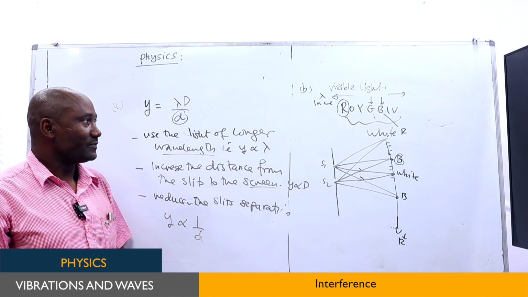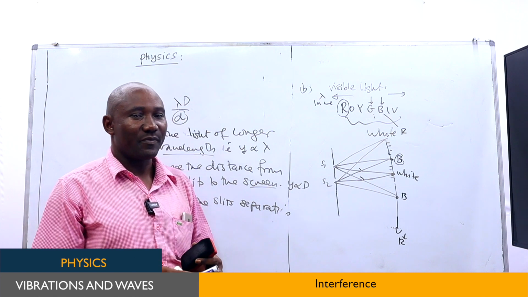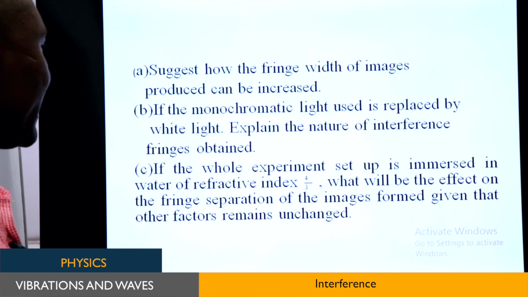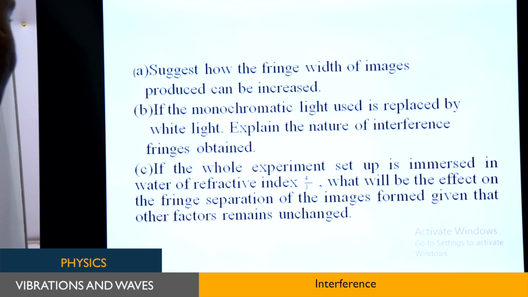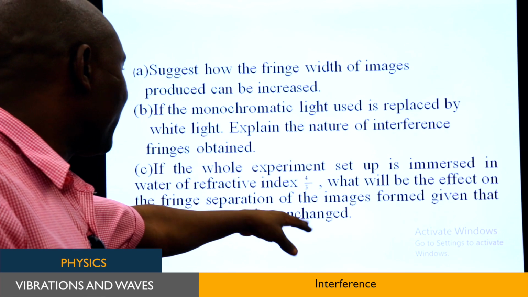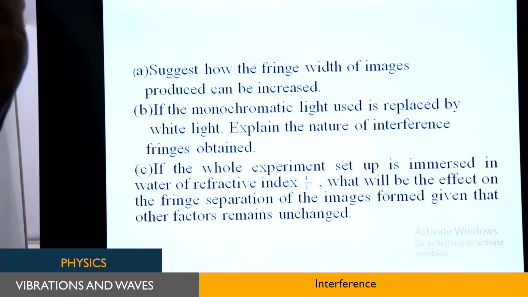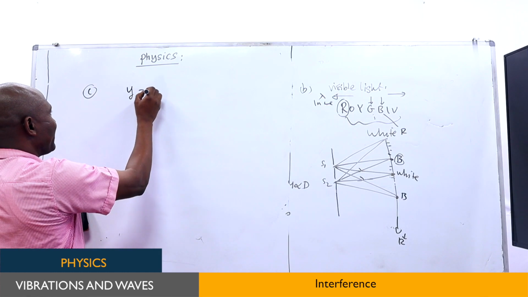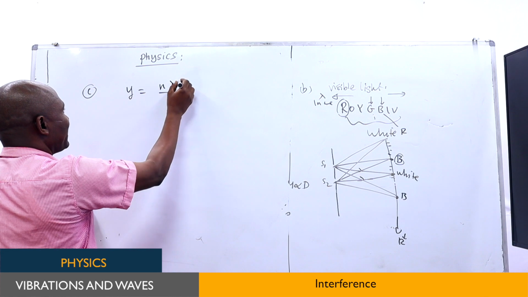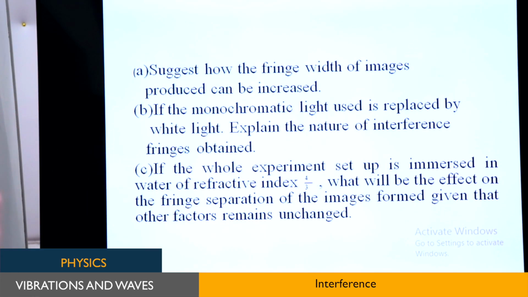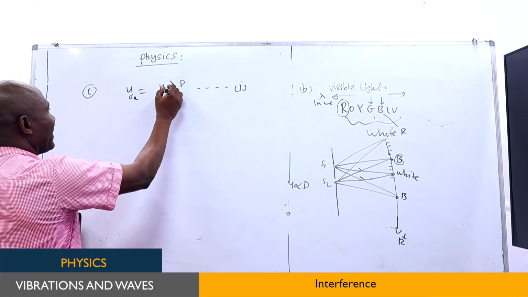Part C. What happened now? When the whole experiment setup is immersed in water of refractive index 4/3, what will be the effects on the fringe separation of the fringes formed, given that other factors remain constant? We know the formula for the fringe separation is given by lambda D over small d. This is the fringe separation in air.